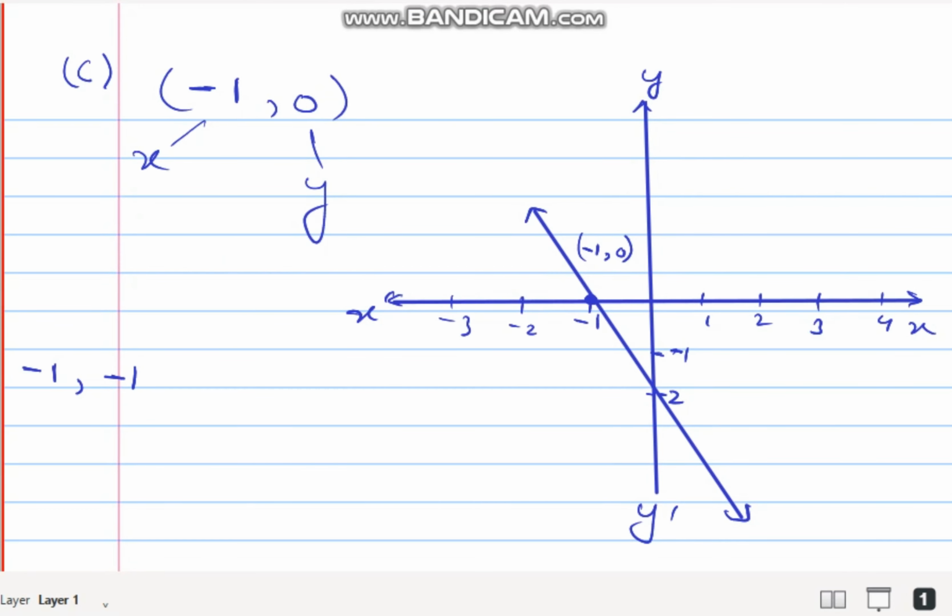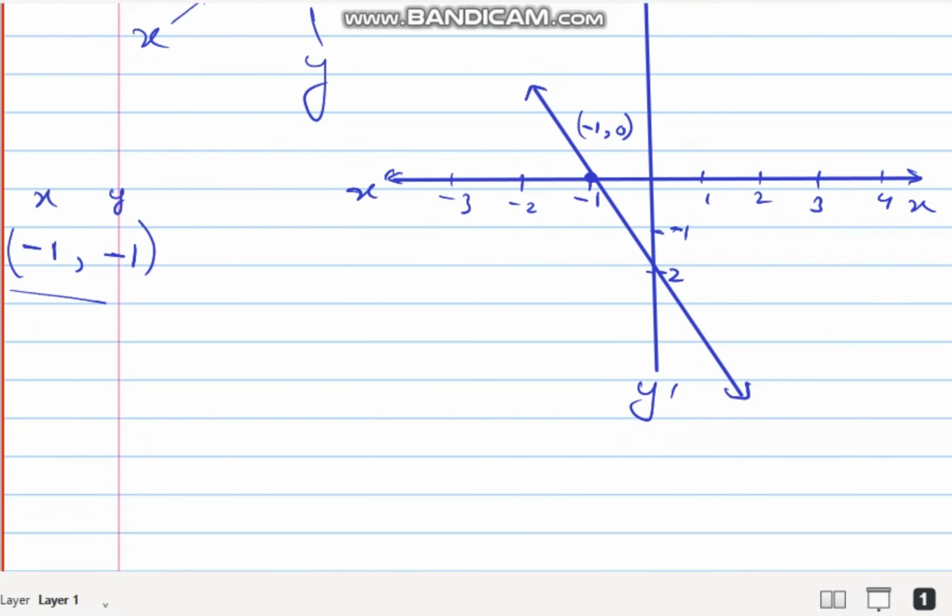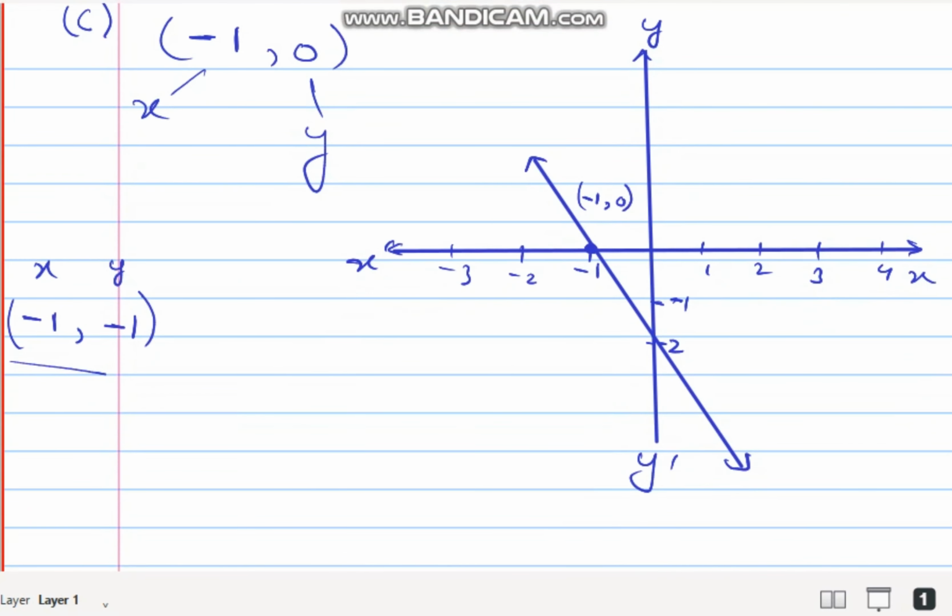So let us talk about this point. Here in this point, x is minus 1 and y is minus 1. First of all, we will go to our coordinate plane. This is our coordinate plane, which is showing on the screen, the two lines perpendicular to each other. First of all, check x equal to minus 1. X equal to minus 1 lies here. This is the minus 1. And y equal to minus 1 is here. So this is the point for us.